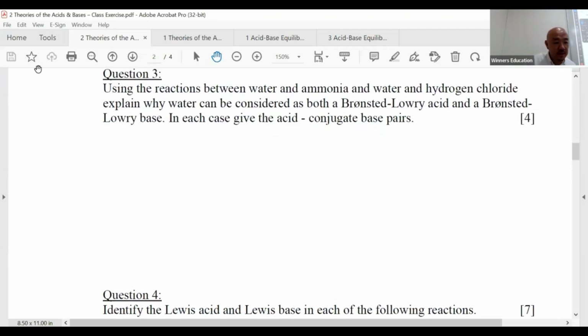All right, so let's mark this out using two colors. Water and ammonia, let's say it's blue. Okay, so here we go. Let us write out water and ammonia. Next one, water and hydrogen chloride. Okay, two different equations, right?